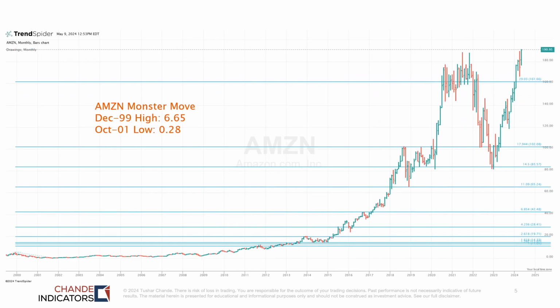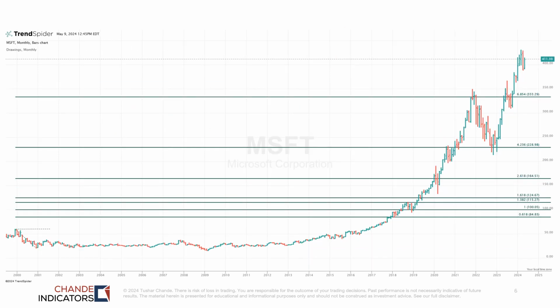Here's another monster move, this time in Amazon. The time period is from 2000 to the present time. The vertical axis is again a logarithmic axis. We're using the December 99 high and the October 01 low as the X, or the amplitude of the move. And the current move is more than 29x, where X is this distance. So another monster move, and how should we have played it?